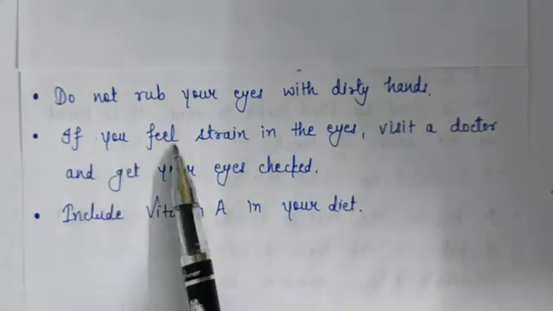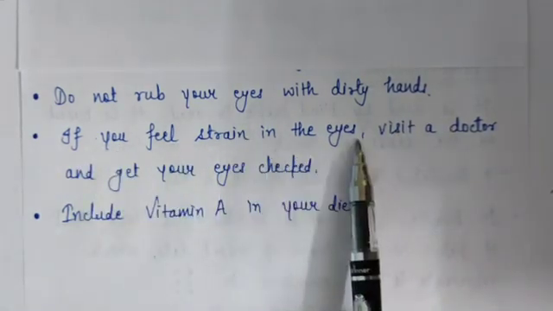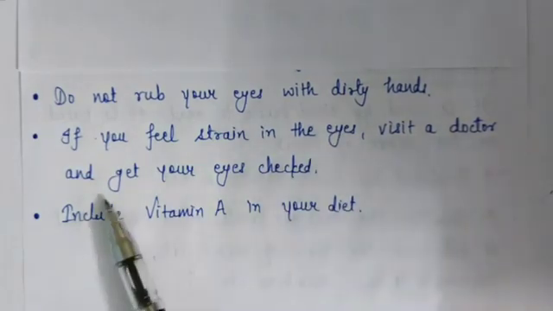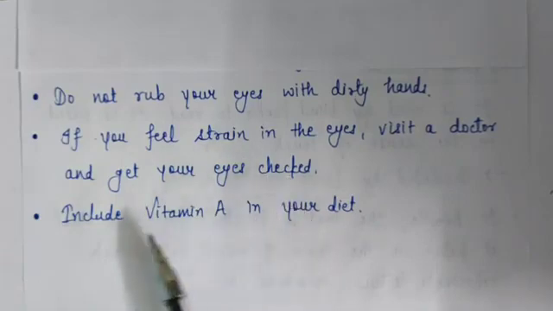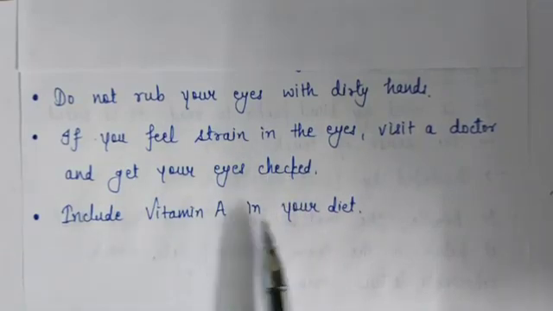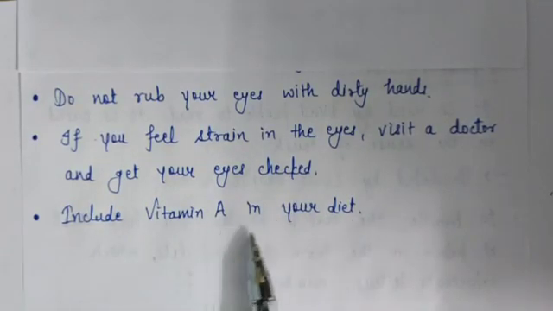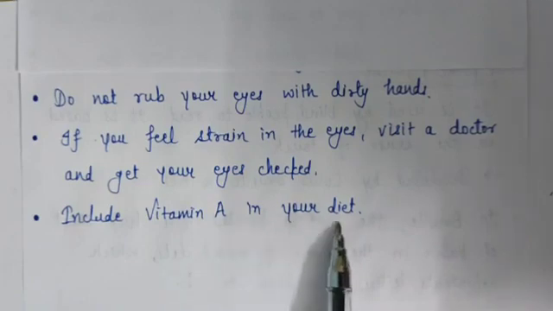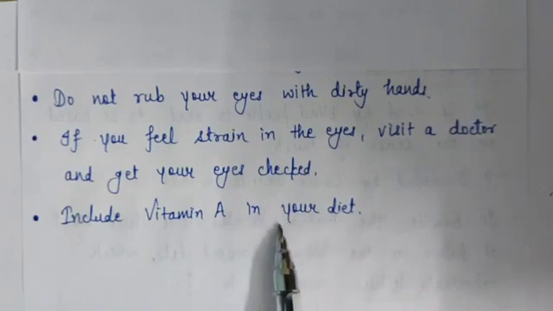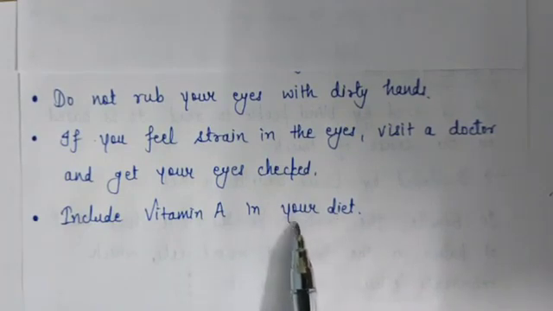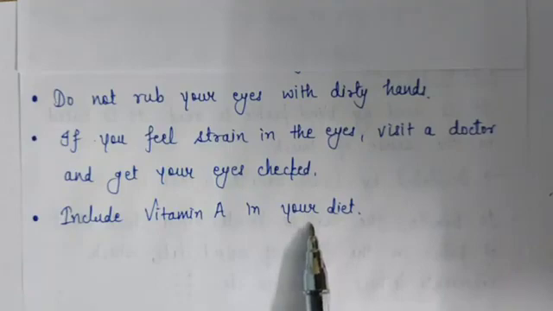Next is if you feel strain in the eyes, then visit a doctor and get your eyes checked. Now next is include vitamin A in your diet, because vitamin A is good for eyes. Hence include it in your daily diet. Food like spinach, carrots, mango are rich in vitamin A. So for a better vision and healthy eyes, try to include these foods in your daily diet.